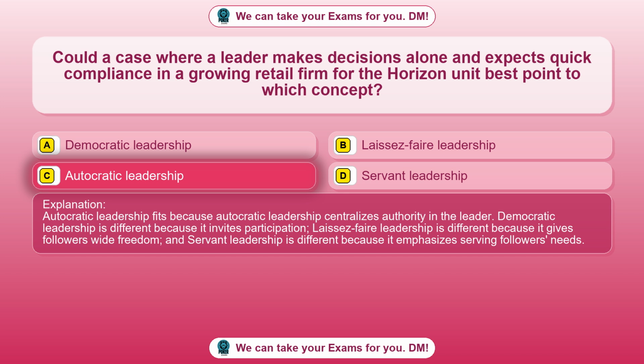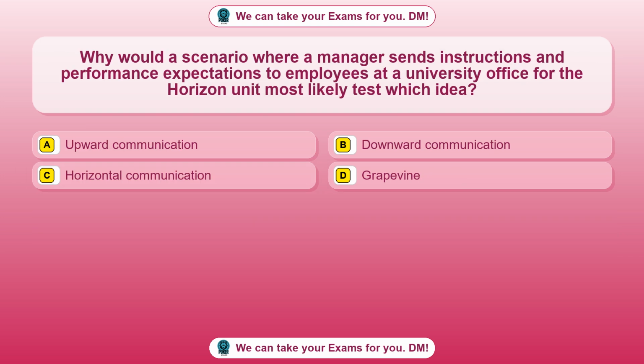Democratic leadership is different because it invites participation. Laissez-faire leadership is different because it gives followers wide freedom, and servant leadership is different because it emphasizes serving followers' needs. Question 69. Why would a scenario where a manager sends instructions and performance expectations to employees at a university office for the Horizon unit most likely test which idea?